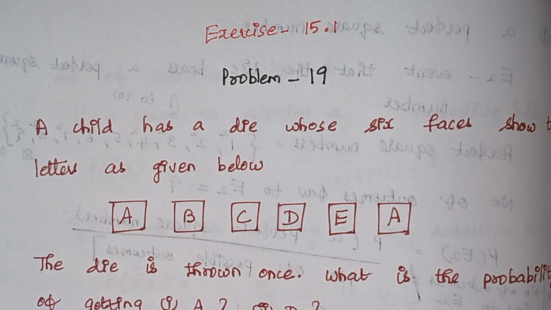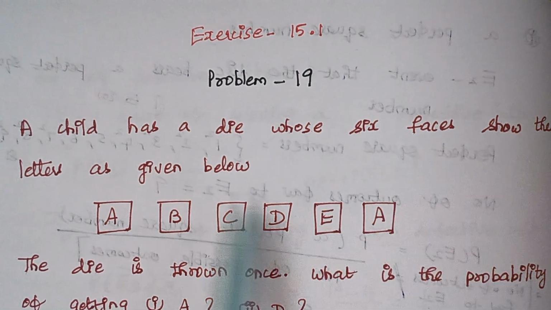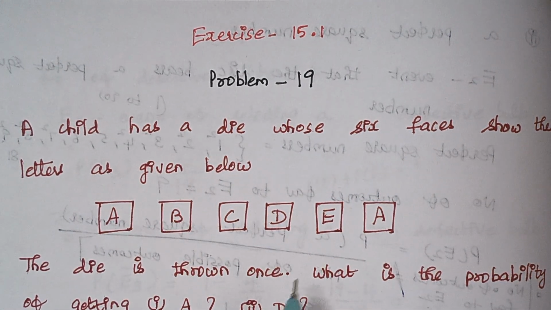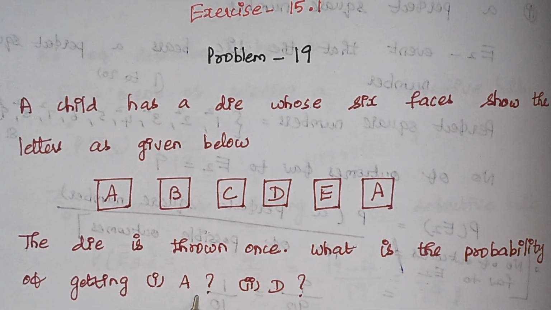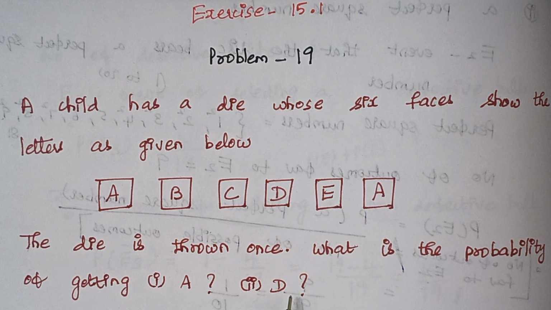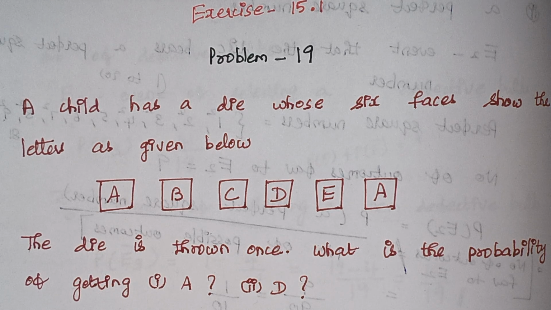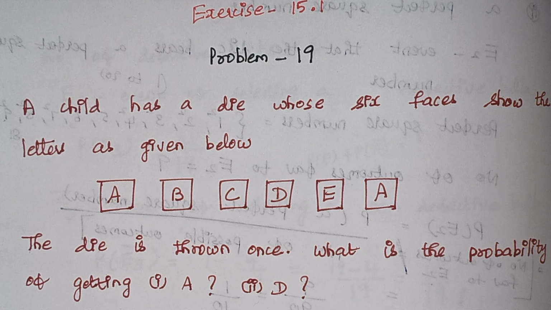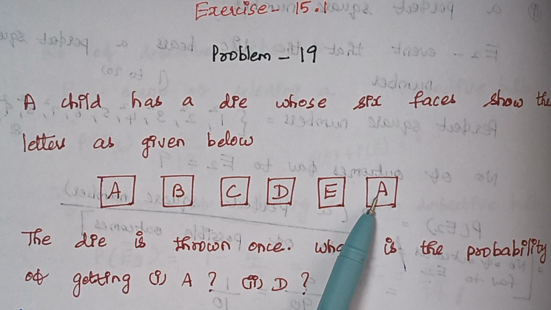So problem 19. A child has a die whose 6 faces show the letters as given below. The die is thrown once. What is the probability of getting A? And the second one is D. So a child has a die. As we all know, a die has 6 faces. In all the 6 faces, here we have letters, okay, not numbers. So the letters are A, B, C, D, E and again A.